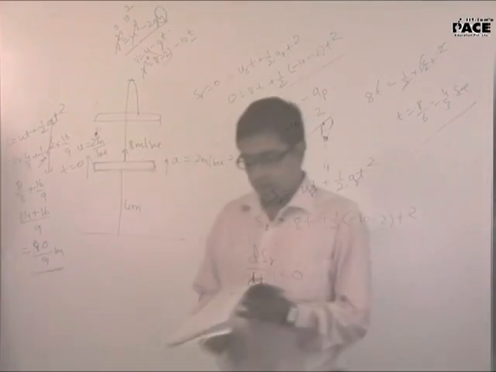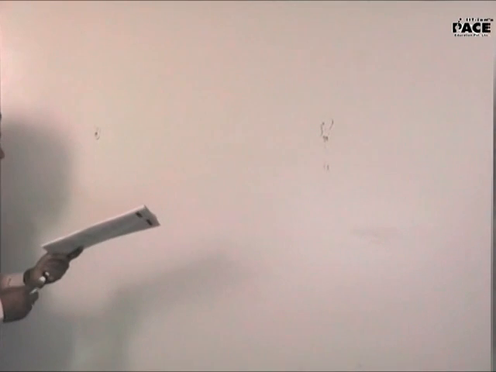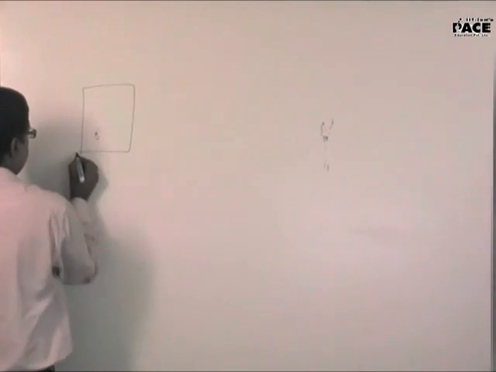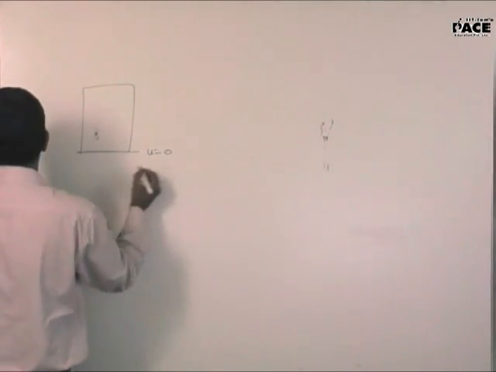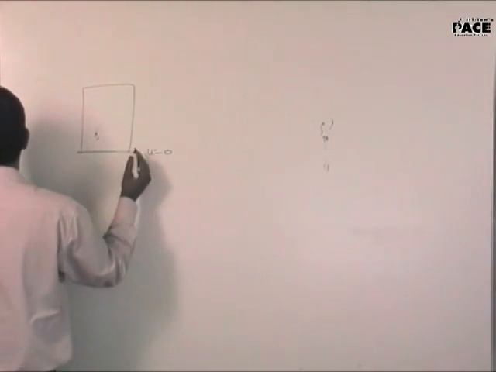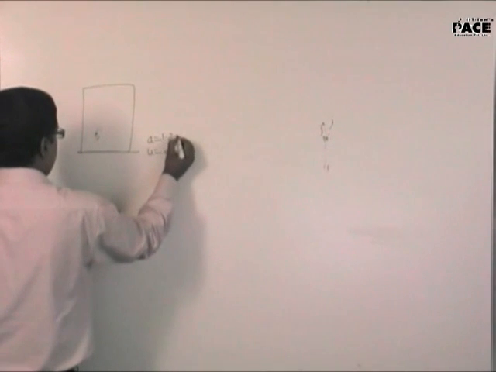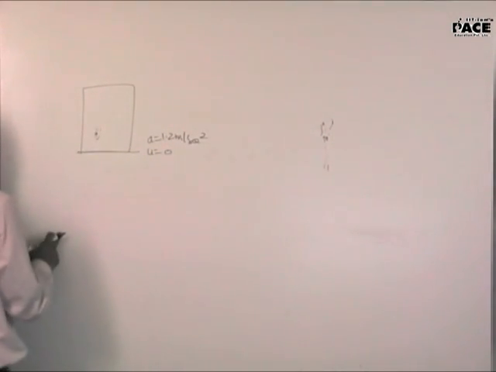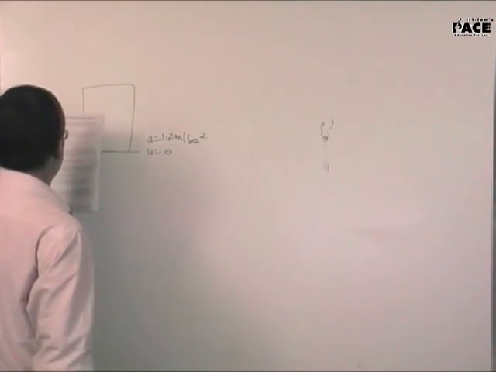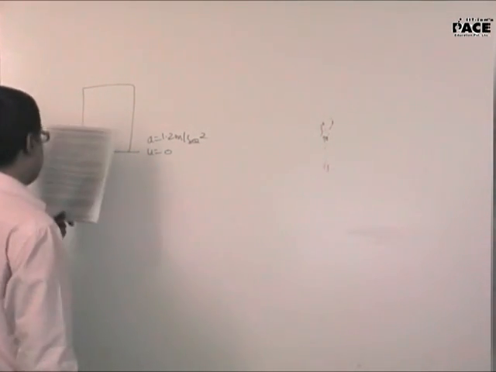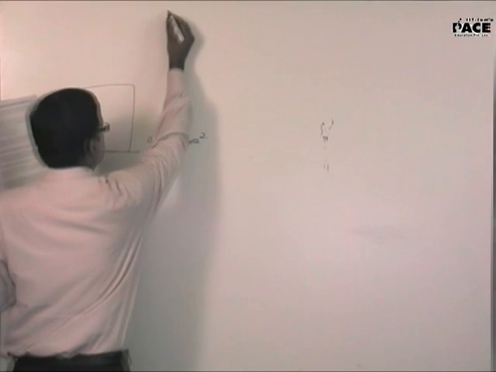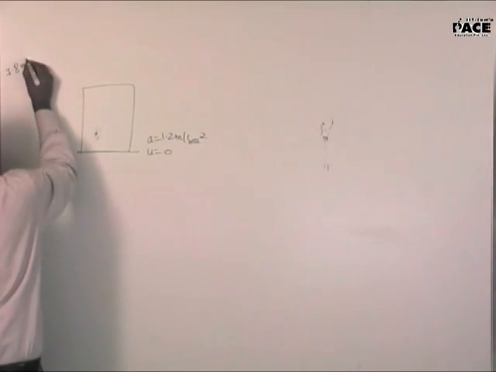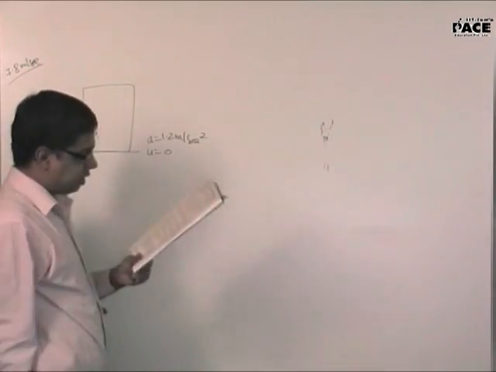Now, the last problem. An elevator starts from rest and moves upwards, accelerating at the rate of 1.2 meters per second square until it reaches a maximum speed of 7.8 meters per second, which it then maintains. Maximum speed V maximum attained is 7.8. Keep that in mind.